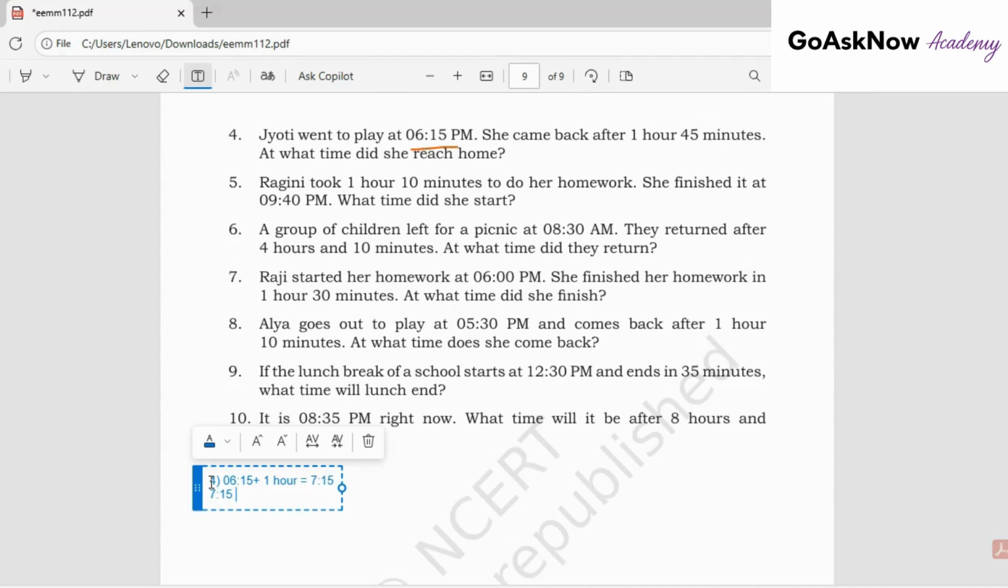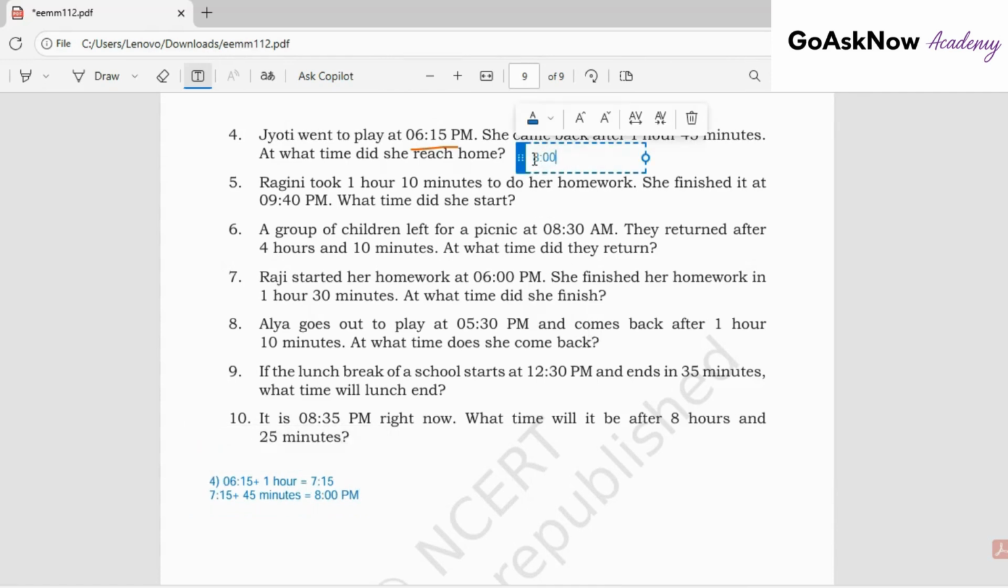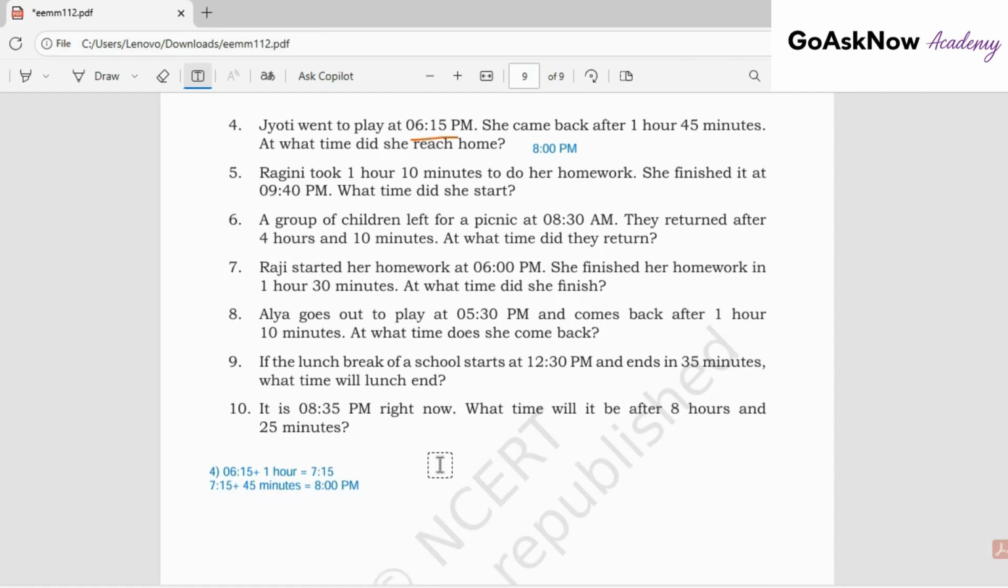Next one, 7:15 plus 45 minutes, which is equal to 8 p.m. The answer is 8 p.m. for this question. First we are adding the hour, and after getting the time, we are adding the minutes. Okay, this is the easy way.